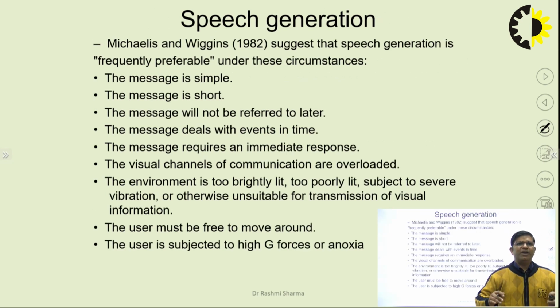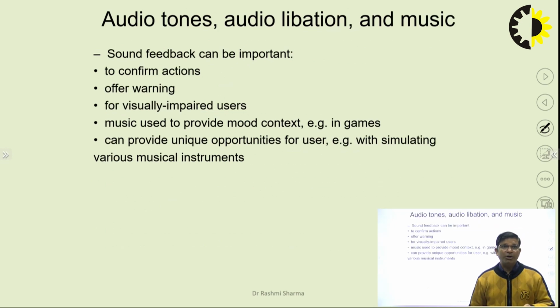Speech generation. We have to generate speech that is simple and short, maybe referring to letters, dealing with events and time, and very user friendly. Audio tones, audio libraries and music should also be used, because sound feedback can be important to confirm actions, and as warnings for visually impaired users. So these are the very important points about this topic.